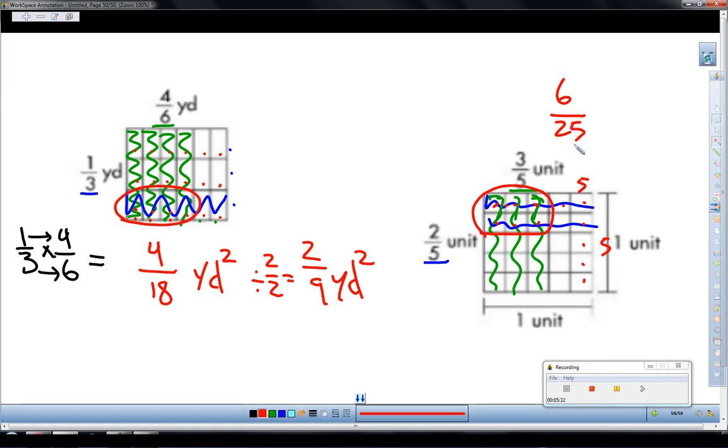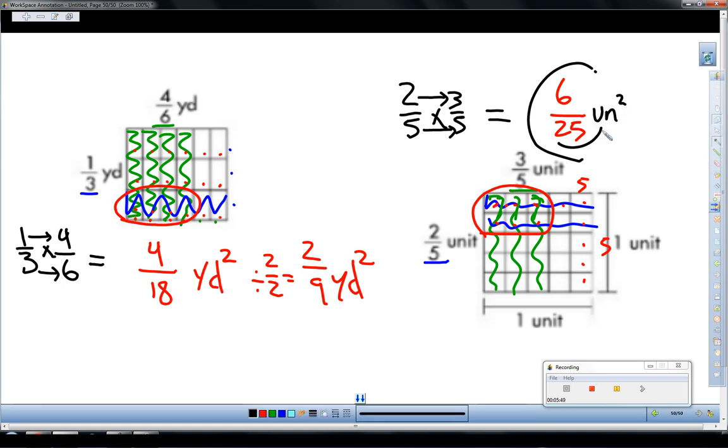And just in case we are unsure of that, let's check with multiplication. 2/5 times 3/5, right? 2 times 3 is 6. 5 times 5 is 25. I almost forgot a label. That would be units squared.